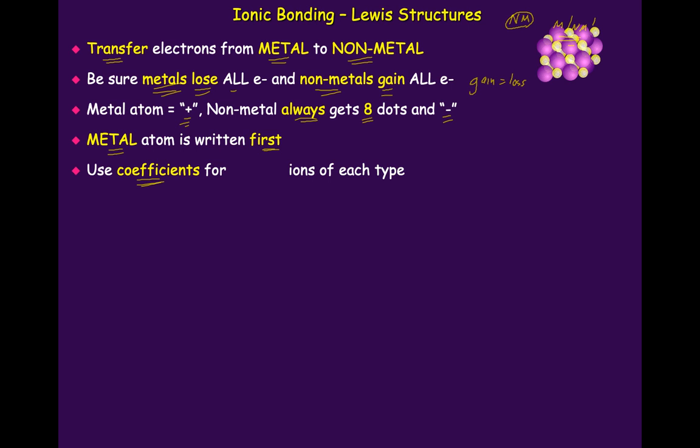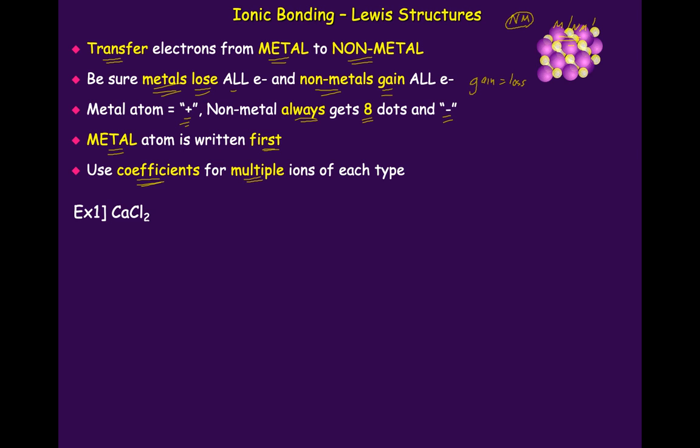If you have multiple ions in a formula, you're going to use a coefficient for those multiple ions of each type. Again, we're going to go through this step by step. So let's just say you had calcium chloride. You want to draw the dot structure for this.